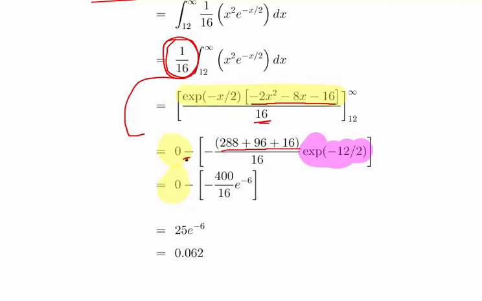We have a minus here and a minus here, and they cancel out. So we end up with 400 over 16 times the exponential of minus 6. That's 25 times e to the minus 6. So that works out to be 0.062. So less than 1%.